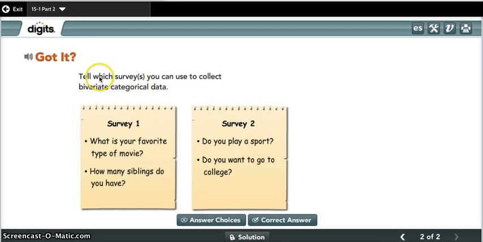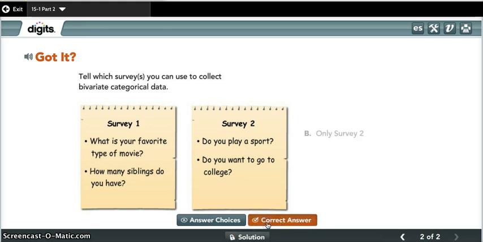Okay, so which survey can you use to collect bivariate categorical data? So what is your favorite type of movie, and how many siblings do you have? Or do you play a sport, and do you want to go to college? Which one would give you bivariate data?